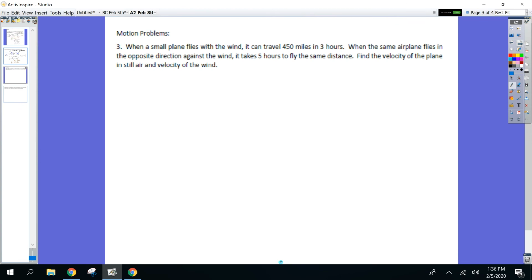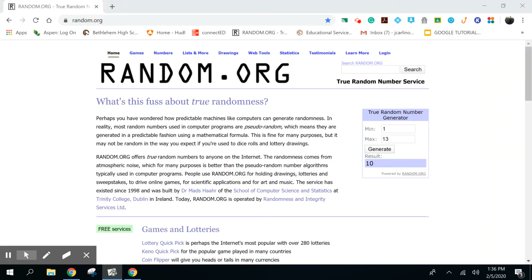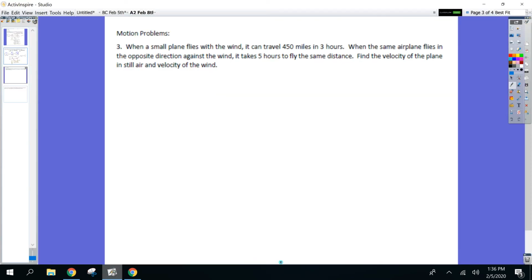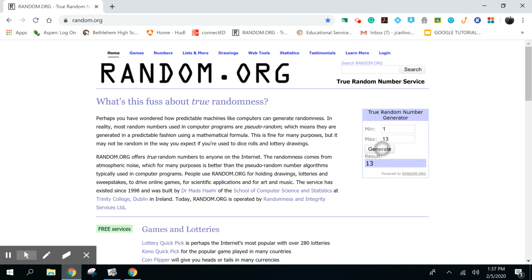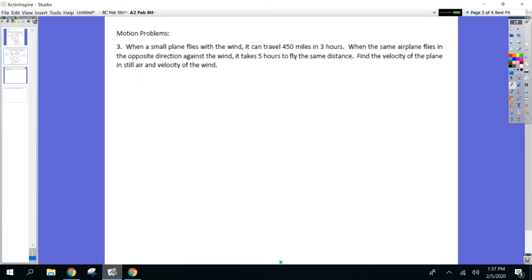All right. Motion problem. You guys can read about the plane and the wind. Okay, first, read the last line. What's one of two things I need to find? One of two things I need to find here. One thing I need to find.